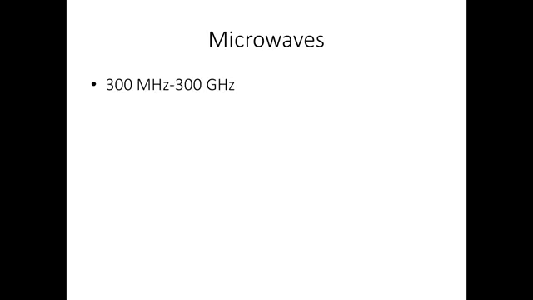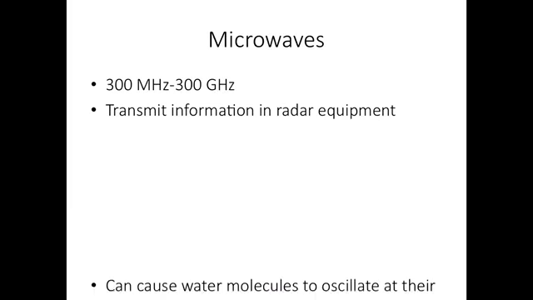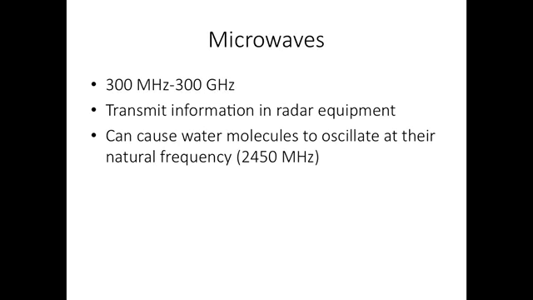Microwaves range from 300 MHz to 300 GHz. They transmit information in radar equipment, can cause water molecules to oscillate at their natural frequency, which is 2450 MHz, and they are used in GPSs.